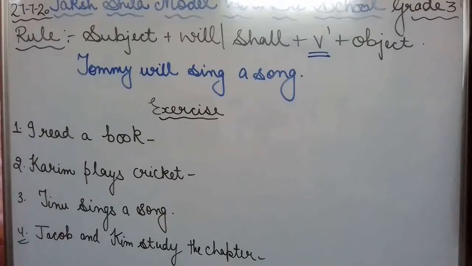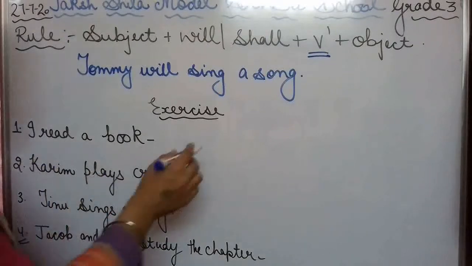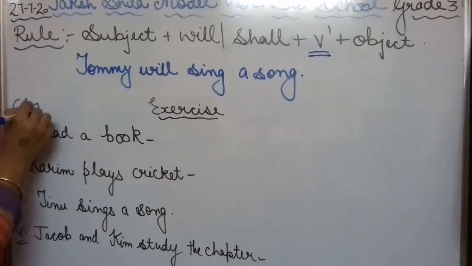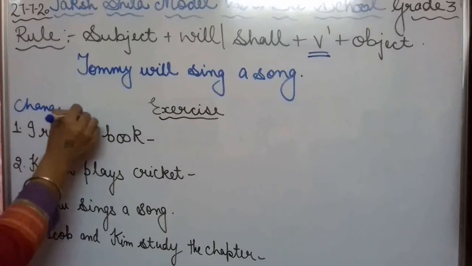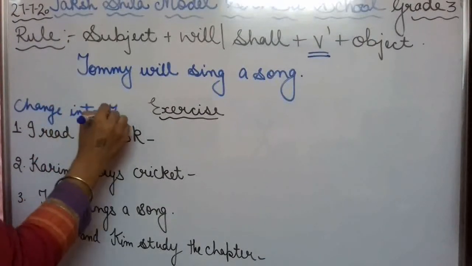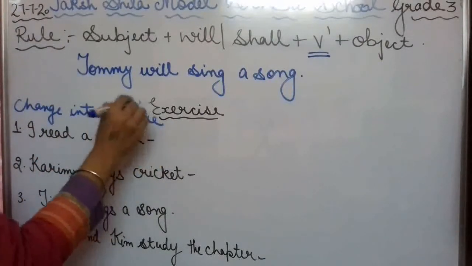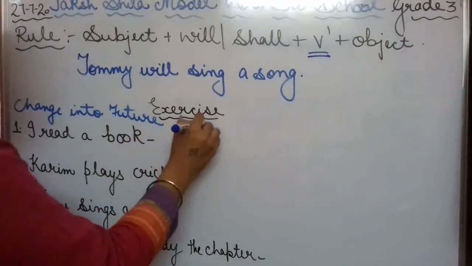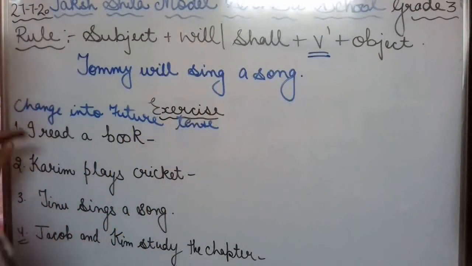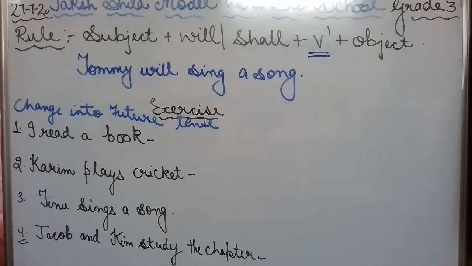Now next exercise. I read a book. Right? Sorry kids. What do you have to do? You have to change these sentences into future tense. Right? This is your question. Change it into future tense. So now these sentences are given to us and we have to change them into future tense.